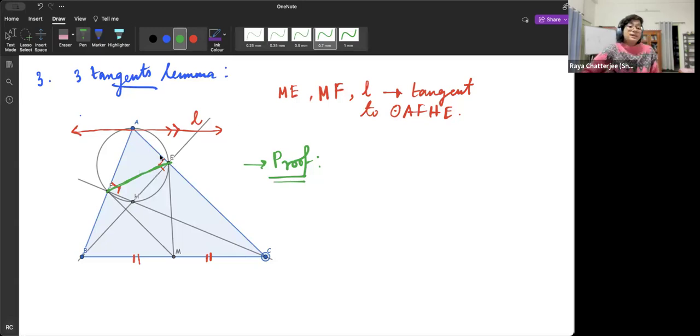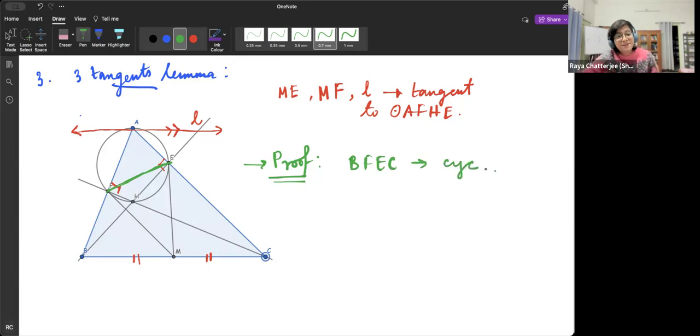So basically we have AFHE is a cyclic quadrilateral, and also by some of the most elementary theorems in geometry, we also have BFEC is a cyclic quadrilateral.